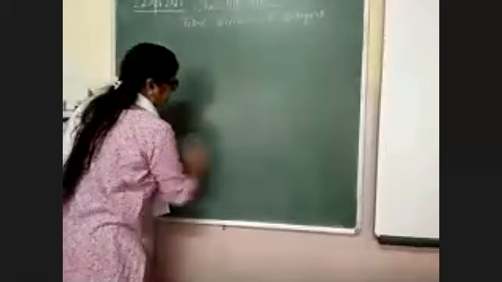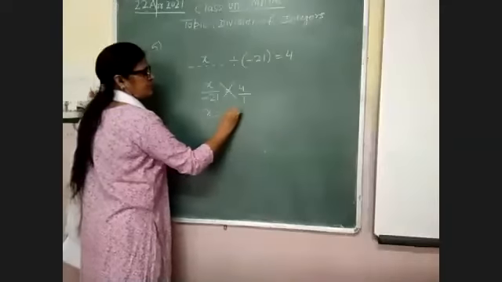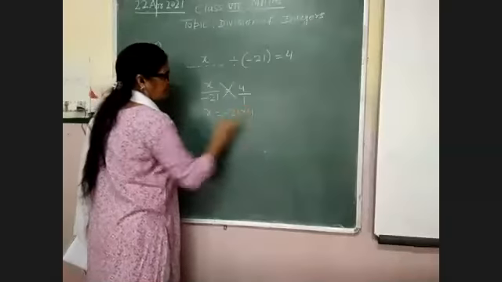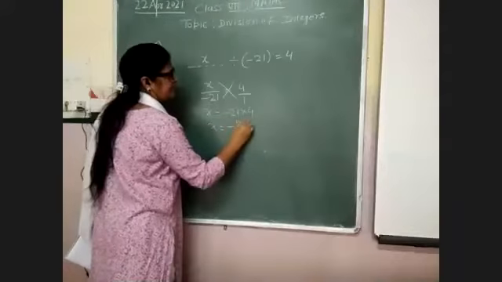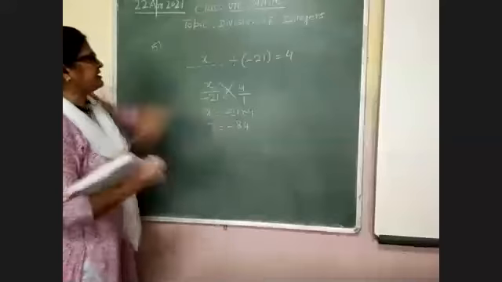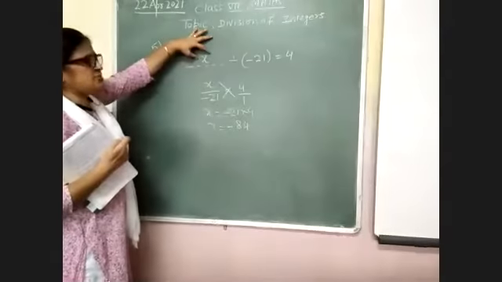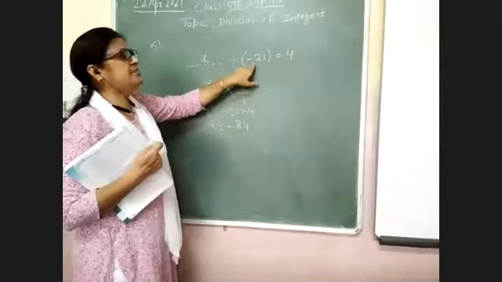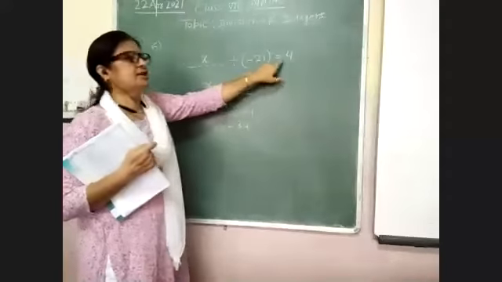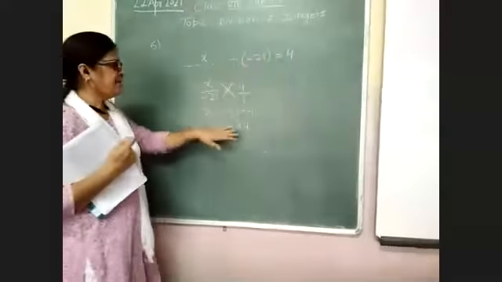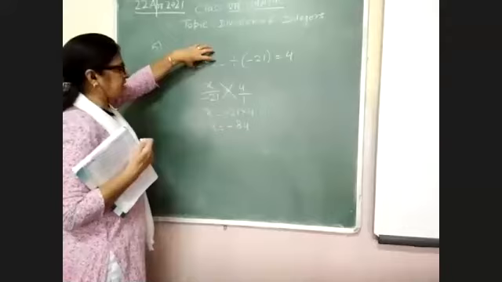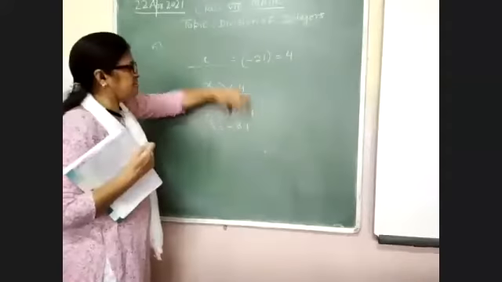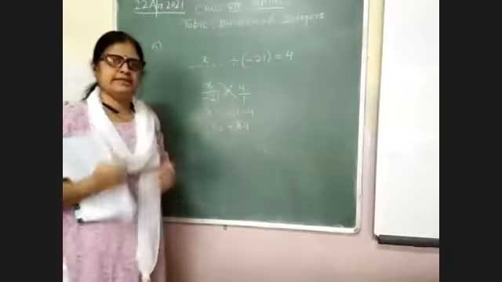cross multiply, x equal to minus 21 into 4, x equal to minus 84. So when you put it here, in place of x, minus 84, then minus 84 divided by minus 21 becomes 4. ठीक है. तो आपको filling in the blanks की जगह क्या fill करना है? Which number you have to fill? Minus 84.